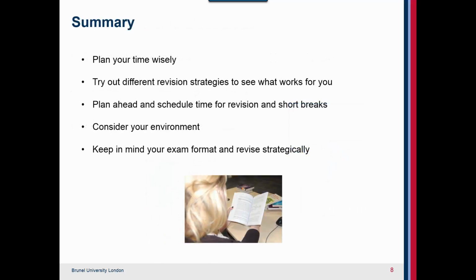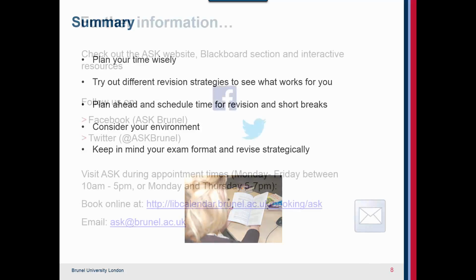In summary, plan your time wisely. Try out different revision strategies to see what works for you. Plan ahead and schedule time for revision and short breaks. Consider your environment and keep in mind your exam format and revise strategically.